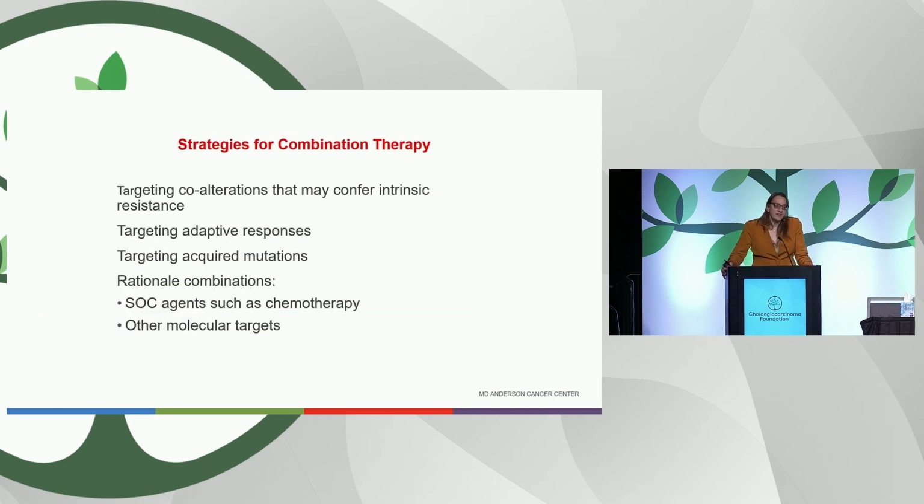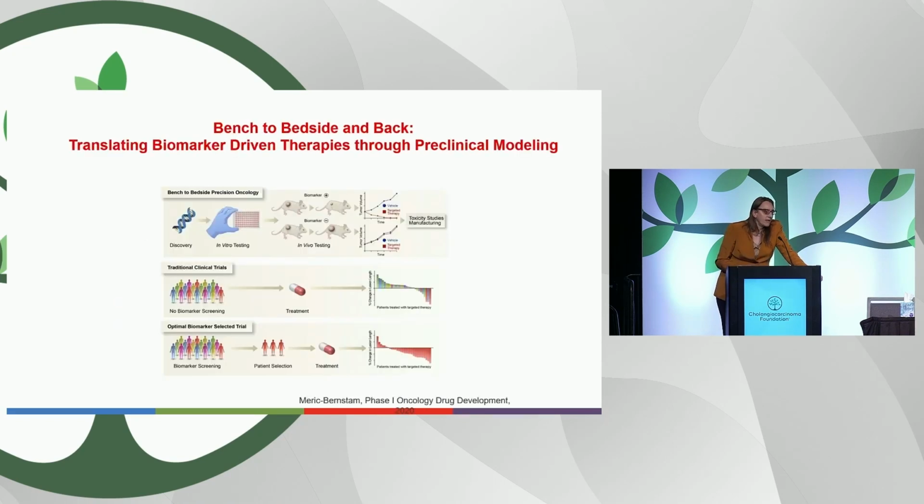There are a lot of different strategies for combination therapy. Can we look at co-alterations that may modulate sensitivity? Can we look at adaptive responses to see how the tumor reacts when we give the drug so we can target that second survival pathway that emerges? Can we look at acquired mutations, or can we combine with things like standard care agents to enhance the activity, or other molecular targets?